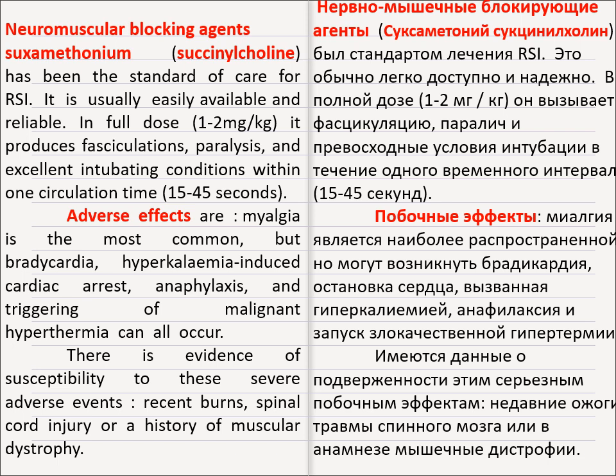Neuromuscular blocking agent succinylcholine has been the standard of care for RSI. It is usually easily available and reliable. In full dose, it produces fasciculation, paralysis, and excellent intubation conditions within 1 circulation time.